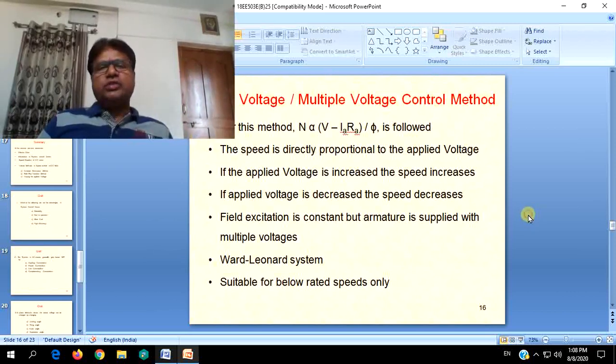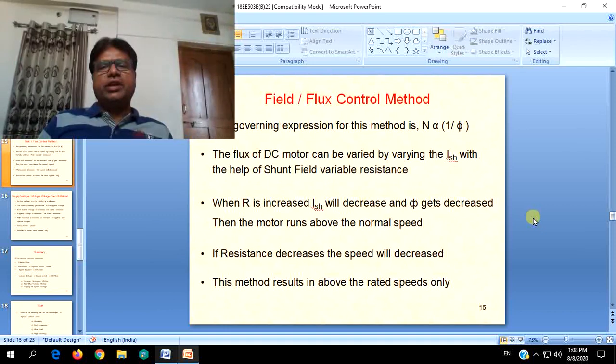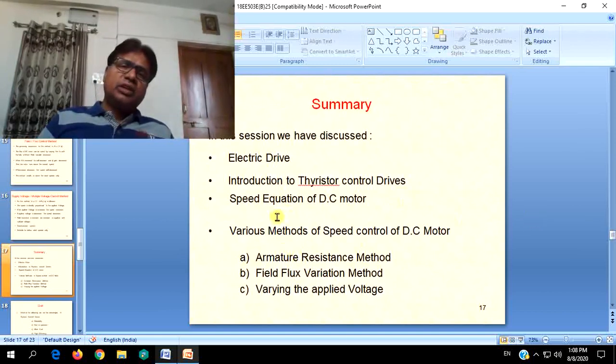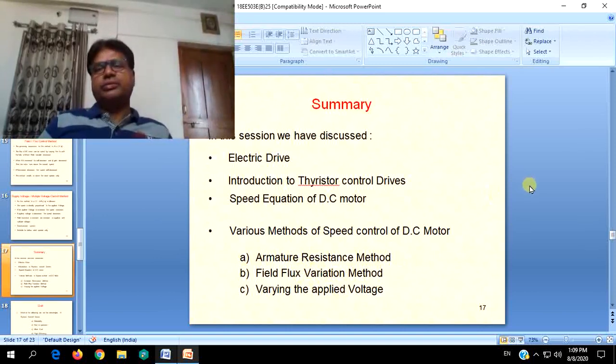So among all these three procedures, the first two methods, that is armature control and field control, are the methods which are extensively used for shunt motors, and with some remedies these can also be used for series motors as well as compound motors. To summarize, we have discussed the difference between conventional drives and electric drives, the speed equation of DC motors, and various methods of speed control. We have revised how they are done, which were already discussed in the other subject, that is DC motors.